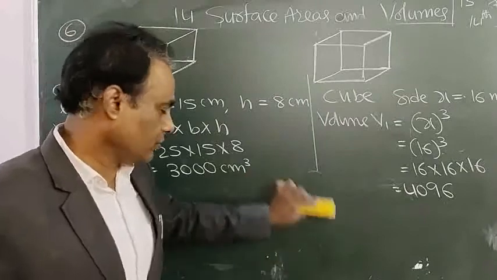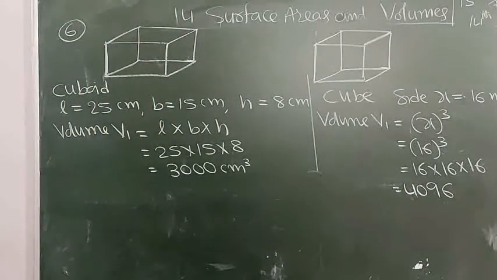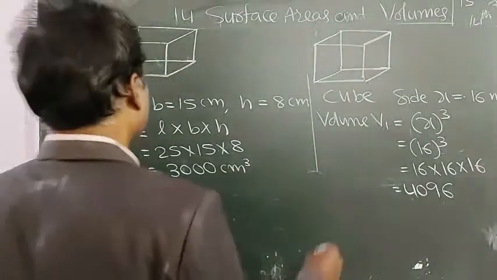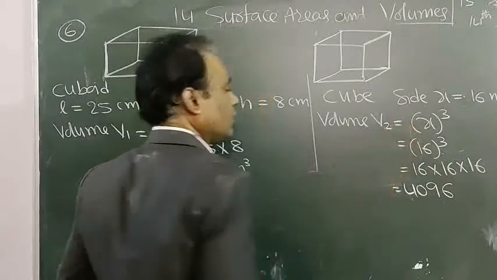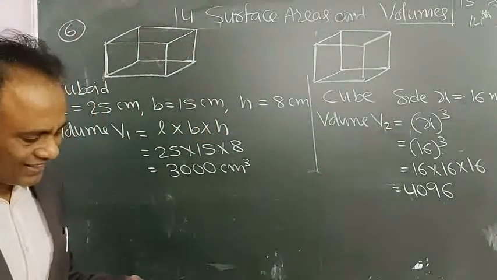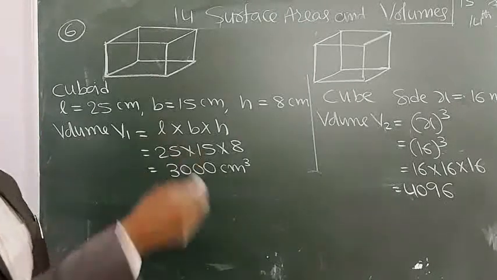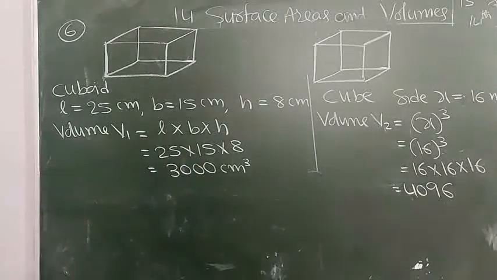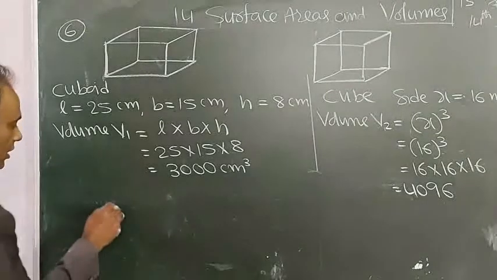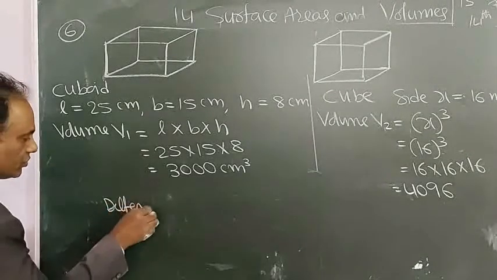Right, students. So I calculated the volume of this cuboid and cube. Both the values I calculated. See the question. How much will the difference in volume be? What is the difference? Difference means minus. Sum means addition. Difference means subtraction. Do it. Difference in volumes.